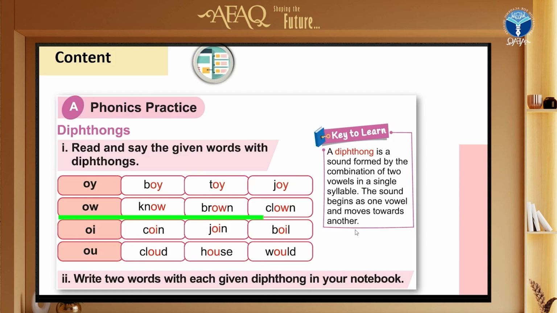Second one, OW, ow, and the O sound is there, just like in no, brown, and clown. The next is, there are two vowels together, OE, OI, and here OI will come in between the words like coin, join, and boil. The next one is OU, and a little alternate sound of OU as well, that it has an oo sound, just like in cloud, house, but in the last one it would be wood.